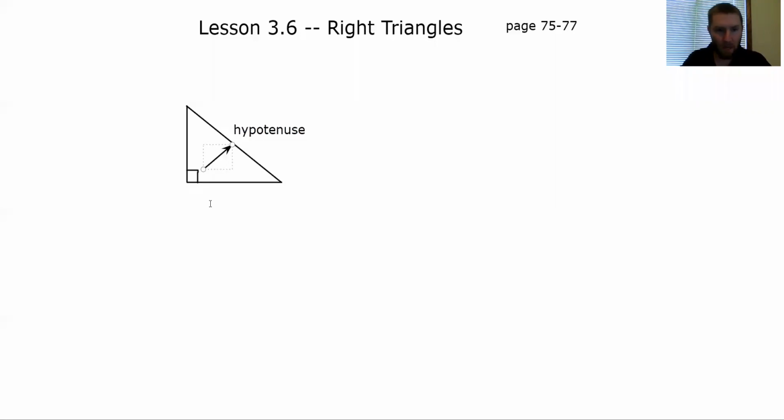The other two sides are both called legs. So we have a leg here, and then we also have a leg over here. Both of these are legs of a right triangle. So in a right triangle, we have a hypotenuse that's all the way across from the 90-degree angle. The two sides that meet at that 90-degree angle are called legs. Make sure that ends up somewhere in your notes.